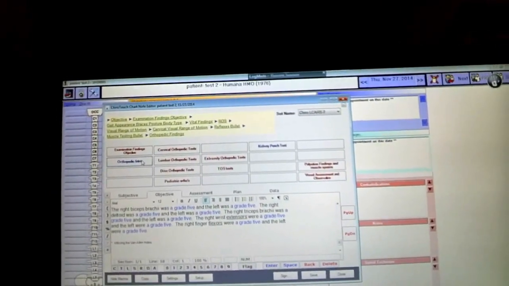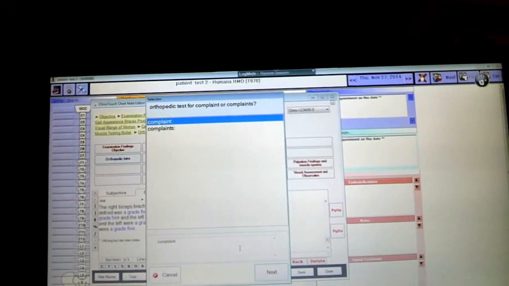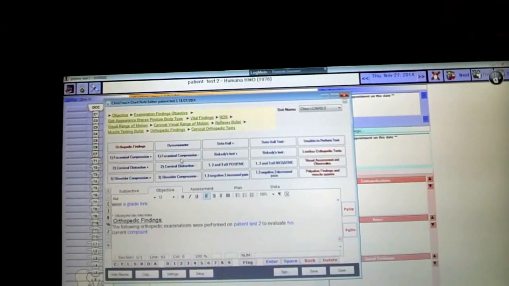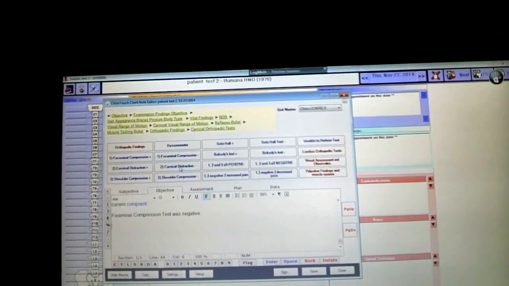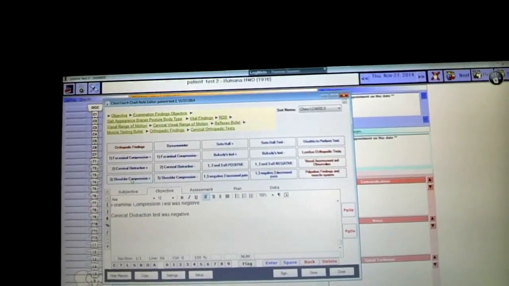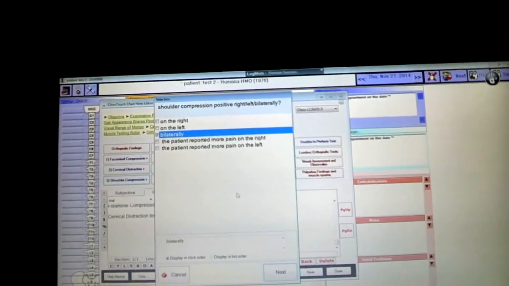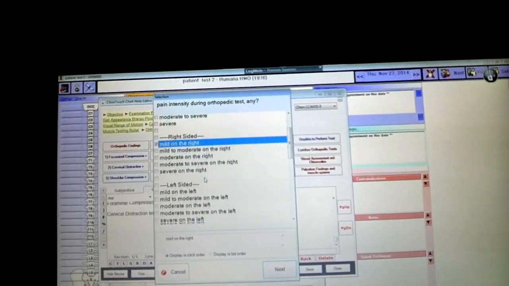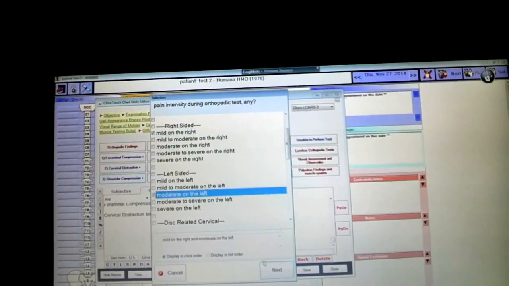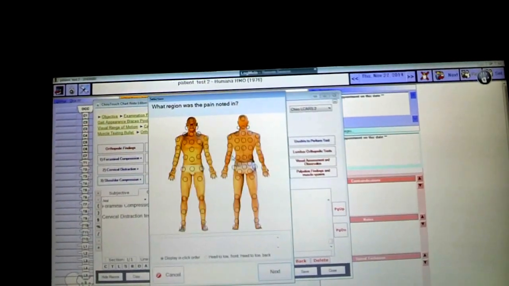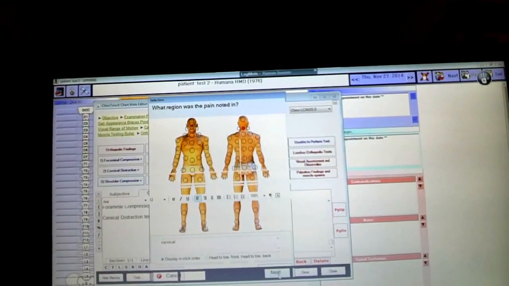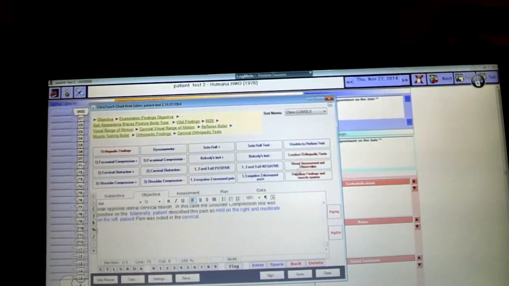We're going to introduce the orthopedics and say that from there, for this complaint that the person has, for the cervical spine, negative foramen compression, negative cervical distraction, and positive shoulder compression bilaterally, which is going to be mild on the right, and it's going to have moderate pain on the left. Again, we would end that with a period. We would say that this pain upon this procedure was in the neck.